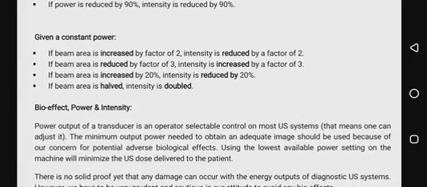But again, given a constant power, if the beam area is increased by a factor of 2, intensity is reduced by a factor of 2. That is, intensity is inversely proportional to the area. A wider area, lesser intensity. Lesser area, more intensity, and so on and so forth.